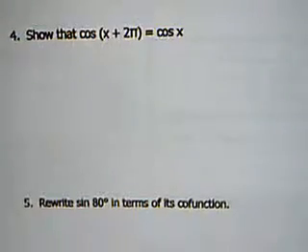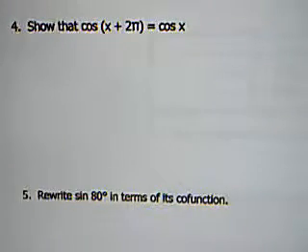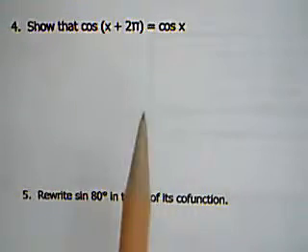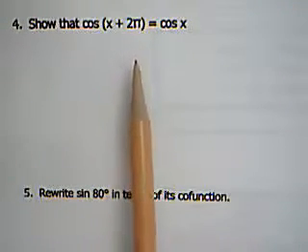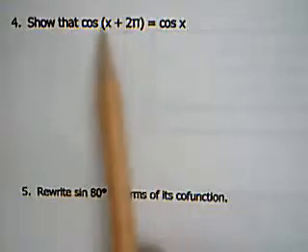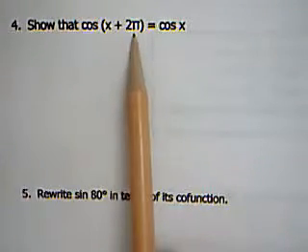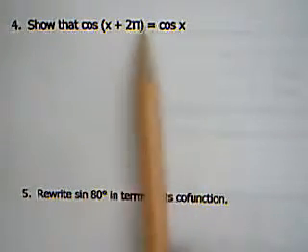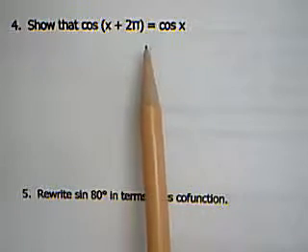Okay, number 4 is really just another identity that you're verifying. It says show that the cosine of x plus 2 pi is equal to the cosine of x. Okay, remember we talked about periodic functions a little bit in chapter 4, how the period of cosine is 2 pi. So we're just going to prove that algebraically that that's true.